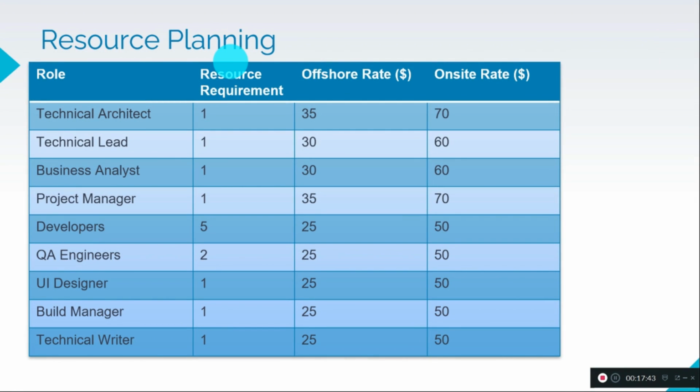So this is the sample resource planning I have created. We have different roles: technical architect, build manager, technical writer, developers, QA engineers. We need 5 developers, and we need 2 QA engineers to test and move this to UAT. And for release activities, we need build engineers. So this is the offshore rate and on-site rate, 35 to $70. For offshore, the rate for a technical architect is $30 per hour, and the on-site rate is $70 per hour.